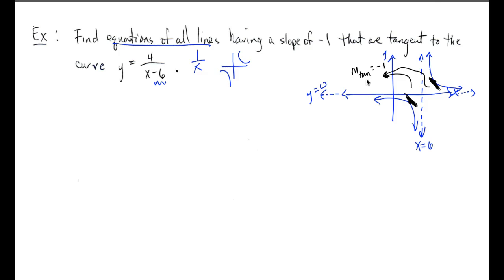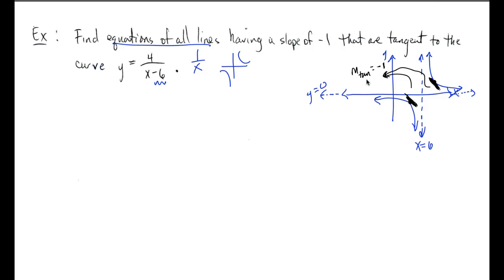Now, we know that in order to find the slope of the tangent line at a particular point, we can find the derivative of the function. So what we want to do now is find the derivative of the function 4 divided by x minus 6. Once we have that formula, we can figure out when the derivative equals -1. In other words, find the formula for the derivative, set it equal to -1, and figure out the corresponding values of x.